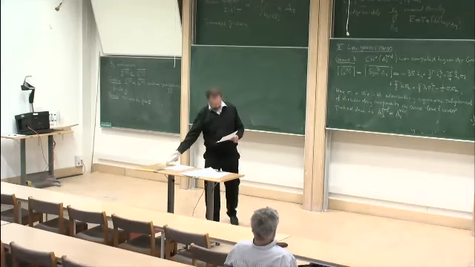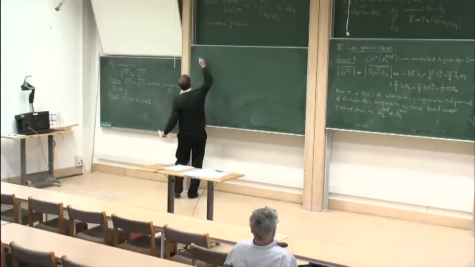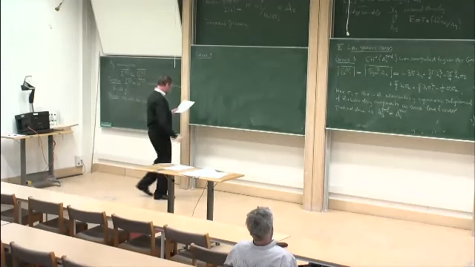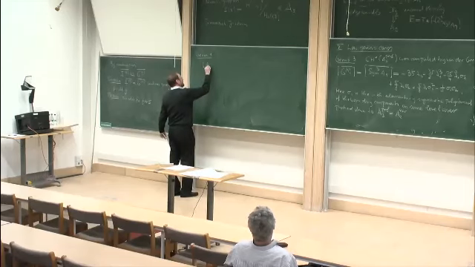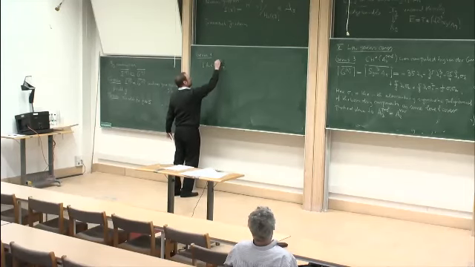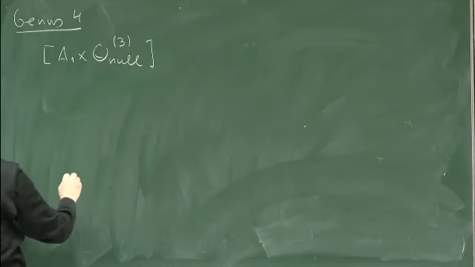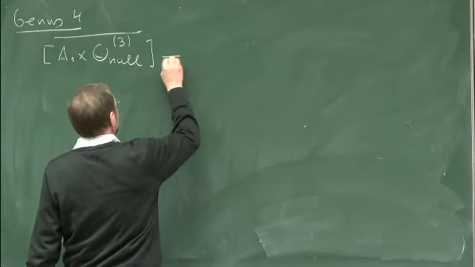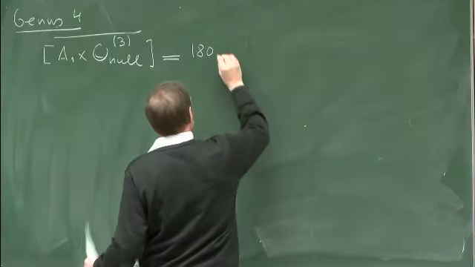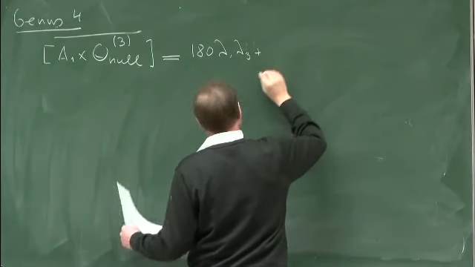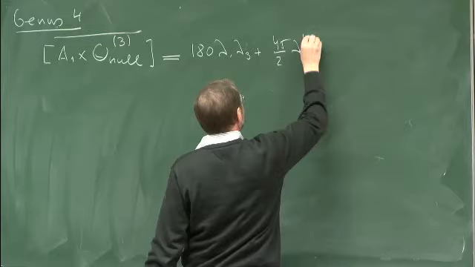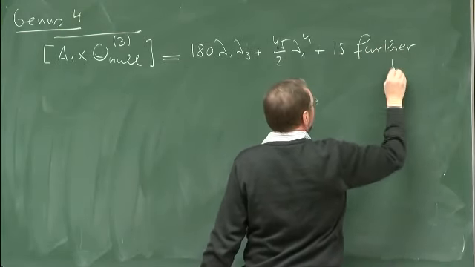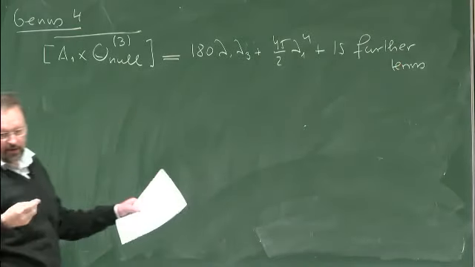Then genus 4. So what we get is A1 cross the theta null divisor, genus 3, class of the closure, that is 180 lambda 1 lambda 3 plus 45 over 2 lambda 1 to the 4th plus, I want to spare you that, 15 further terms in these sigma and so on.